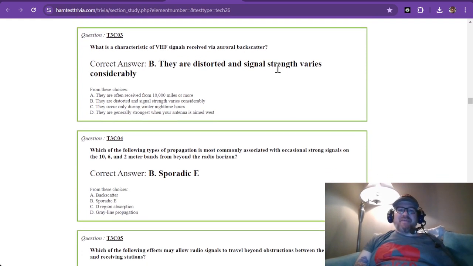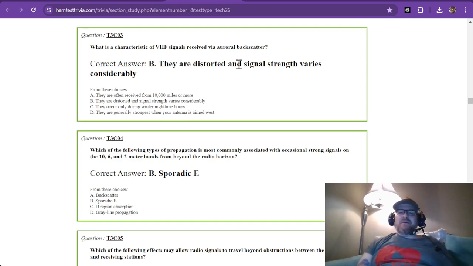Question 3. What is a characteristic of VHF signals received via auroral backscatter? That's a hard word for me to say. They are distorted, and signal strength varies considerably. So if there's an aurora, sometimes VHF signals can be reflected off of them, and it scatters the signal. So that's where it's distorted. It sounds kind of crackly.